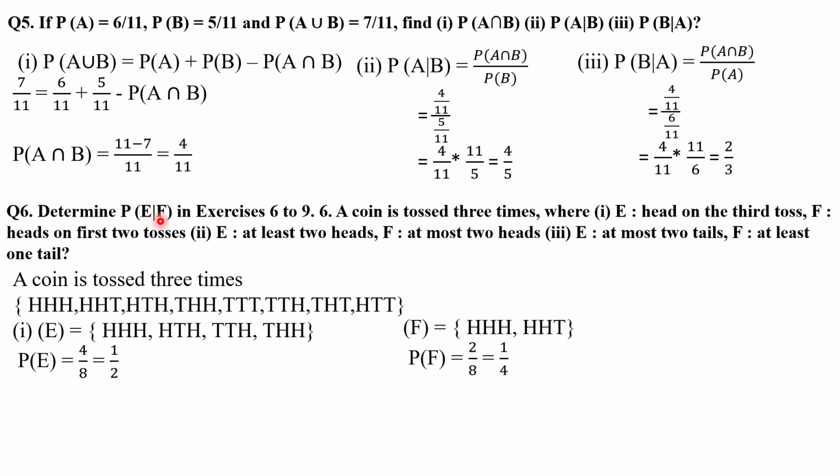Now we need to find out probability of E given F. So the formula we know is probability of E intersection F upon the probability of F. So we need to find out probability of E intersection F. So how will you find out?